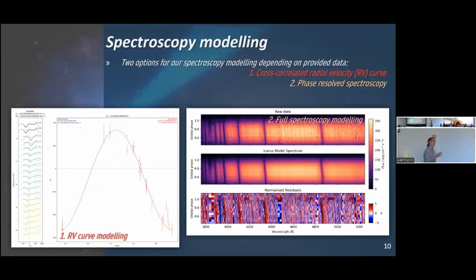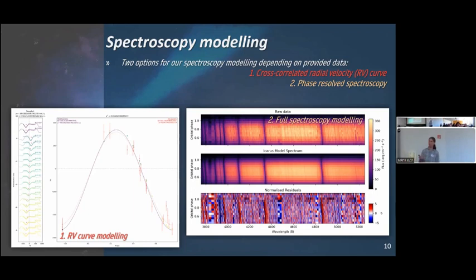So we've got two ways we can apply this. This is kind of the main thrust of our new Icarus iteration. Depending on what we've been provided, either we have just the radial velocity curve, where someone's observed some spectroscopy and got a radial velocity curve out of it. We can fit an Icarus model radial velocity curve to that observed one and use that to penalize our models. Or we get the raw spectra, reduce it, and compare it with our Icarus model spectrum and use the residuals to penalize our models.